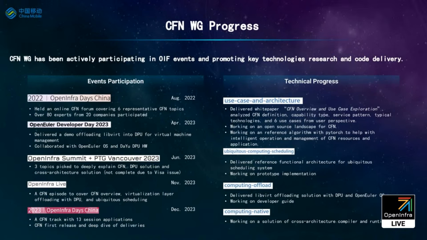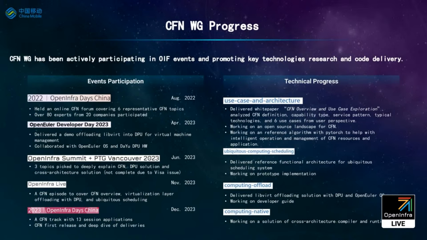And this year in April, at the Open Euler Develop Days held by Huawei, in the conference hall display area, we had a large screen to show the collaboration between Open Euler and the Open Infra Foundation. Huawei is leading the computing offload sub-working group, and together with Huawei, we delivered a demo which offloads libvirt into a DPU for VM virtual machine management. The operating system we used is Open Euler for the DPU and the host. The DPU hardware is from Dayu, which is a Chinese company.